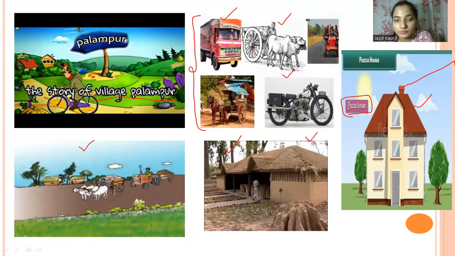Yes, yes, very good. So as you all have written, agriculture is being practiced in village Palampur, different transportation is there, and about the houses, there may be a pakka and a kacha house, both types of houses are found here. So very good, students. You have written good assumptions about the village Palampur.